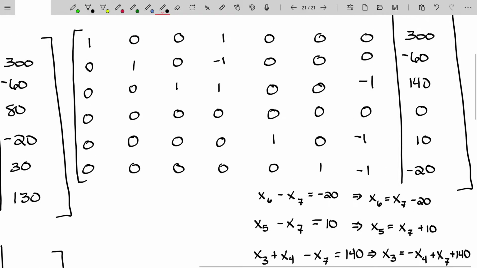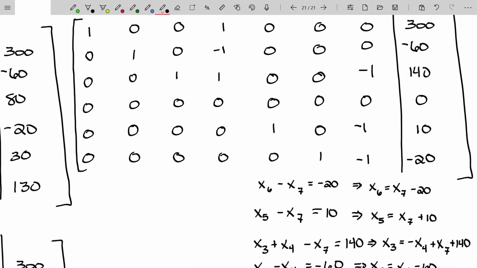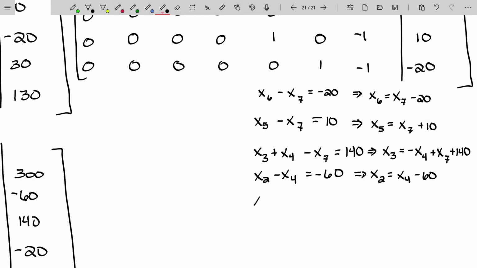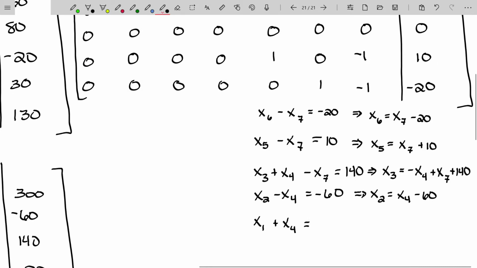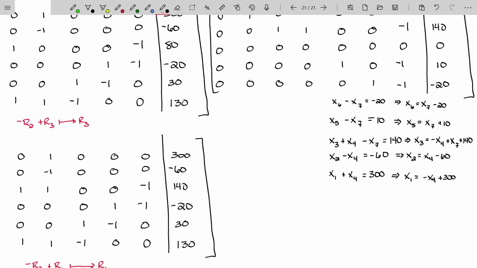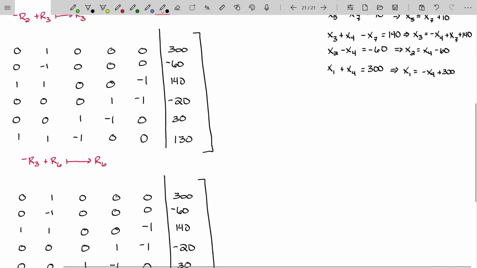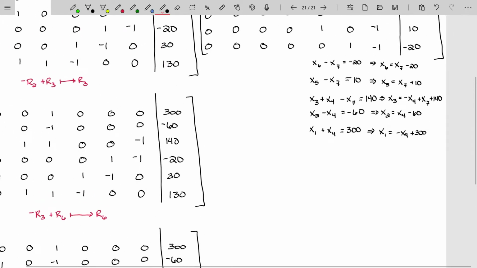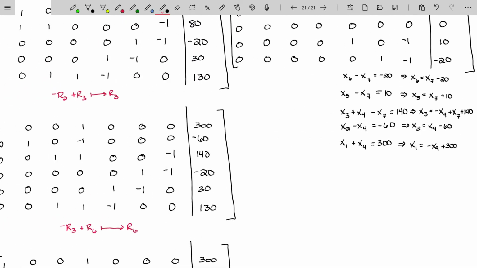And finally, top row, we get that x sub 1 plus x sub 4 is equal to 300. Or in other words, x sub 1 is equal to negative x sub 4 plus 300. Now, if somebody said, I need to know what the traffic flow on these streets are throughout the day, and you were tasked with doing this, let me copy and paste this so that I can talk about this on another page.